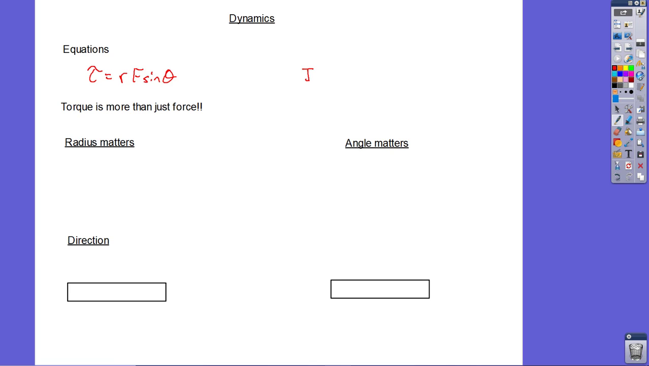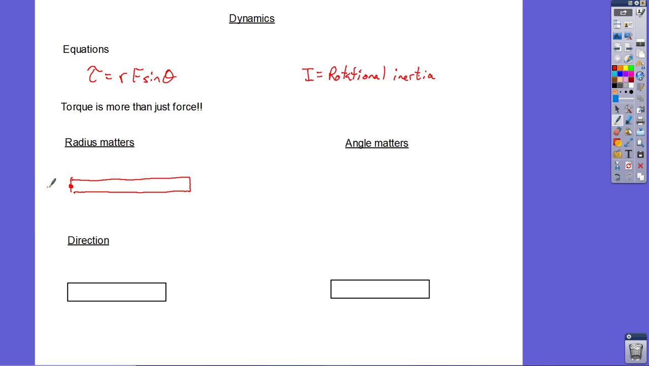So I is equal to rotational inertia, and that just depends on the shape of it. I don't really have a formula for any particular thing. Okay. So torque is more than just force. So when I say that the radius matters, what that means is that R is usually the distance between the pivot point and where the force is applied.